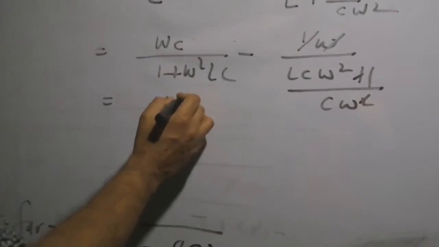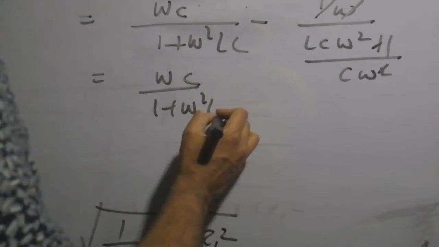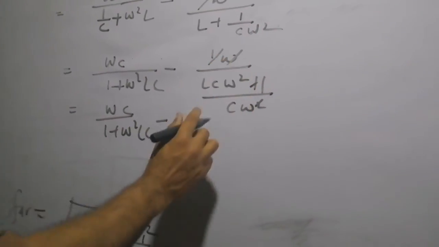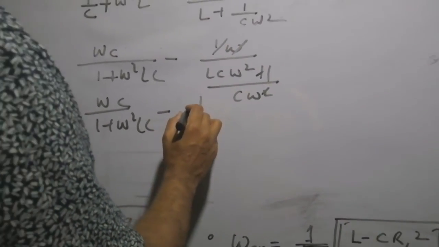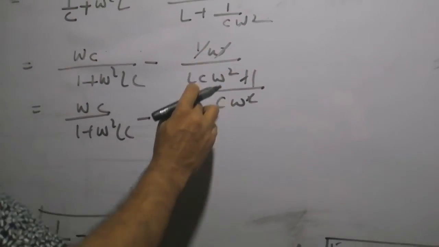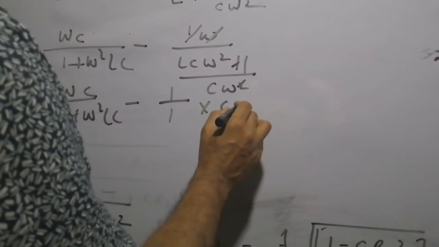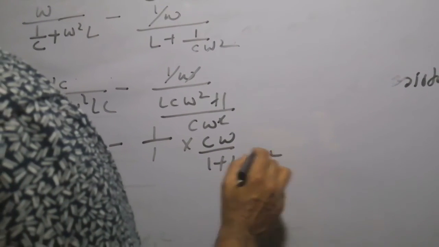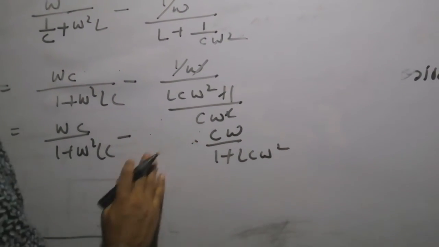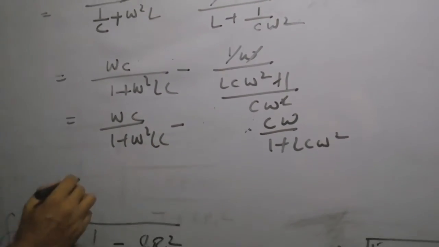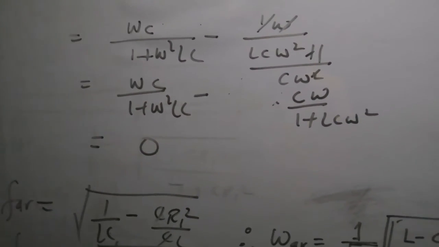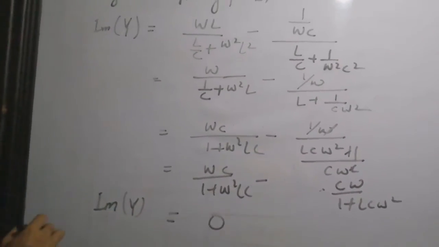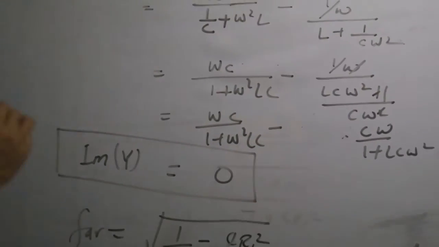So what we get, omega C by 1 plus omega square LC minus, this becomes 1, and this becomes C omega upon 1 plus LC omega square. Okay, and so what I get, see this, we are getting the same term here. So the imaginary part is 0. Again, a very interesting thing we are noticing here: the imaginary part of the impedance is 0.